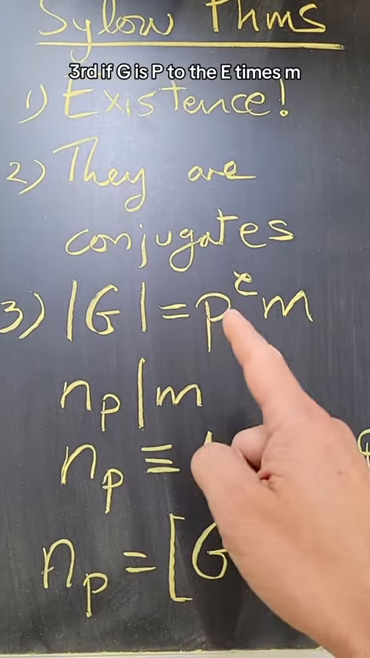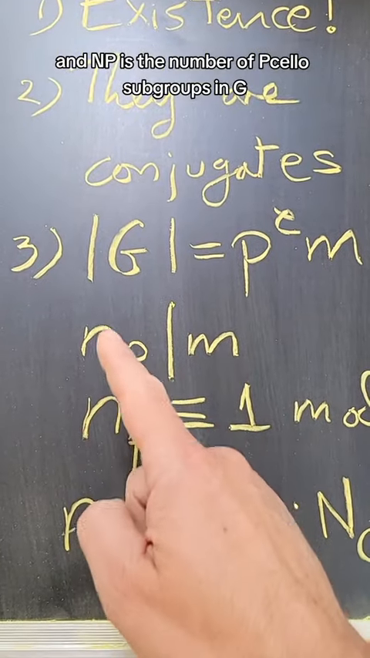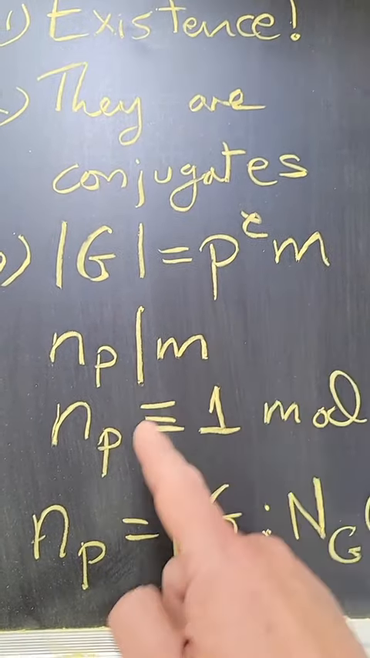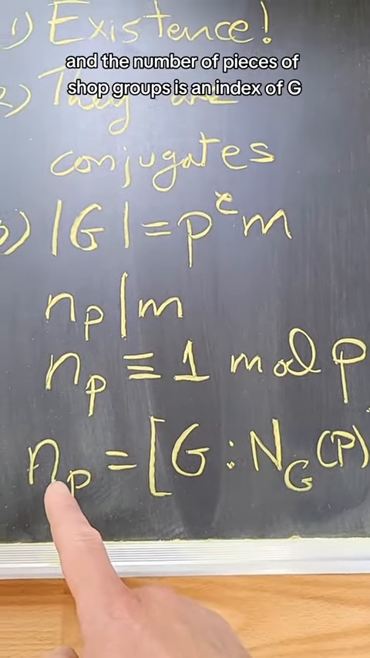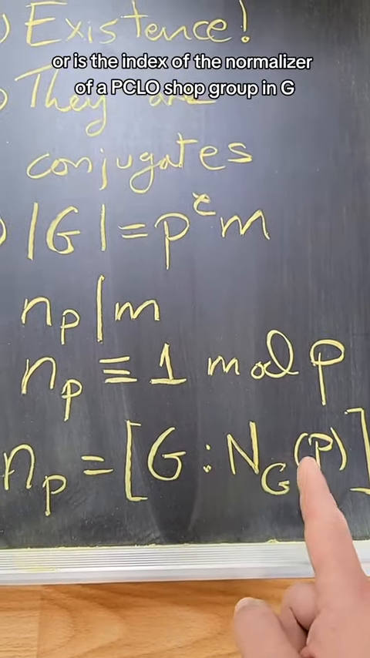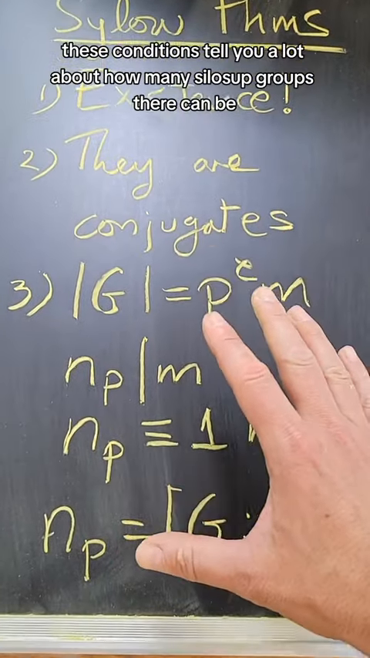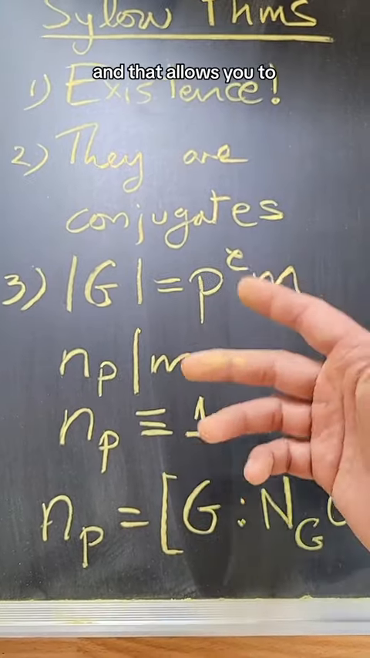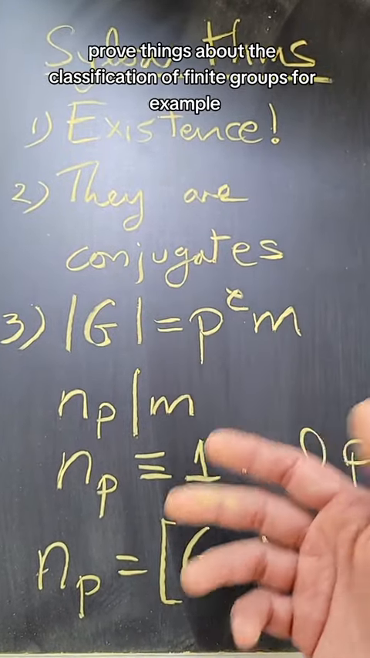Third, if the order of G is p to the e times m, and n_p is the number of p Sylow subgroups in G, then n_p divides m, the cofactor of the power of p. The number of p Sylow subgroups is congruent to 1 modulo p, and the number of p Sylow subgroups is the index of the normalizer of a p Sylow subgroup in G. Great. So in any case, these conditions tell you a lot about how many Sylow subgroups there can be, and that allows you to prove things about the classification of finite groups.